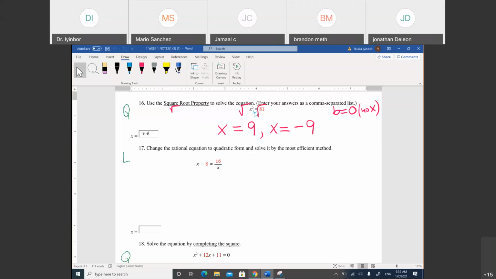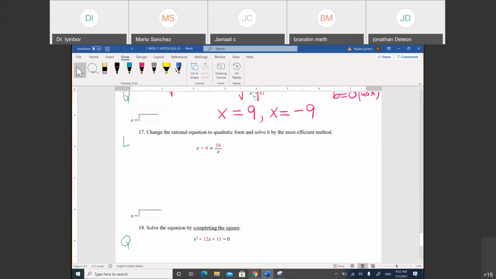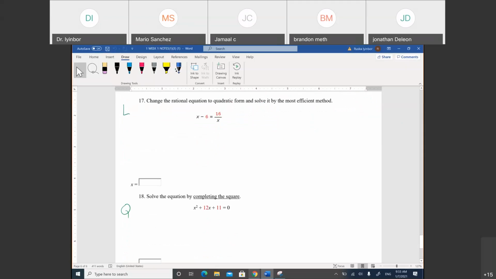Everybody good so far? So we're going to continue with number 17. And number 17 looks like a linear equation. That's what we thought last time. But when you start solving it, you're going to see it's going to become a quadratic equation. So sometimes the quadratic becomes linear when you start solving it. And also sometimes linear becomes quadratic when you start solving it. So let's see what we have.